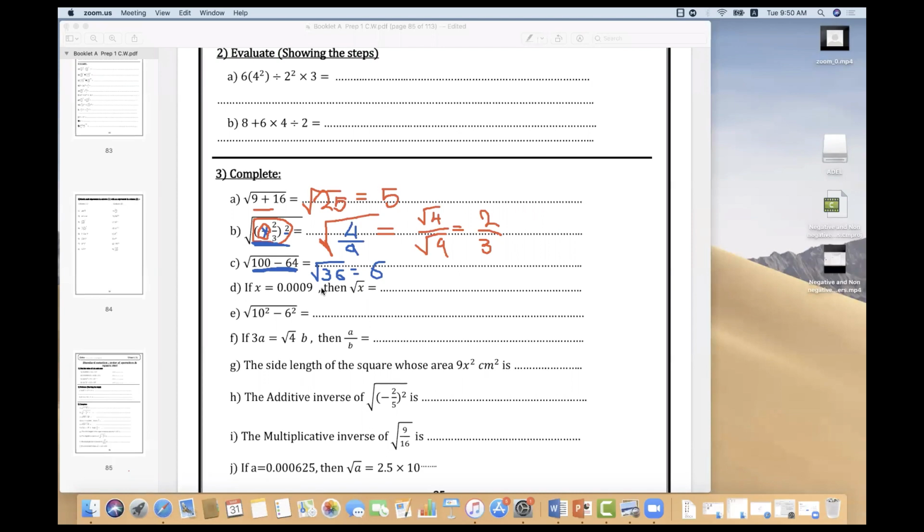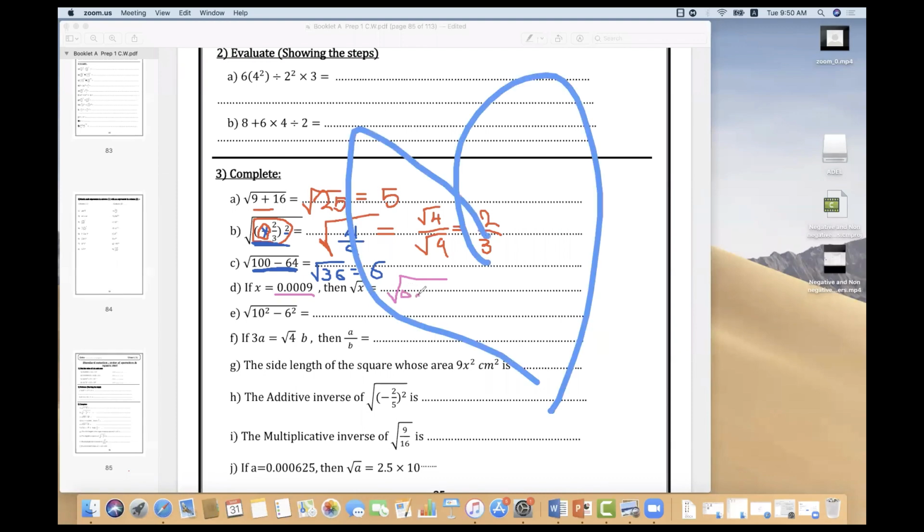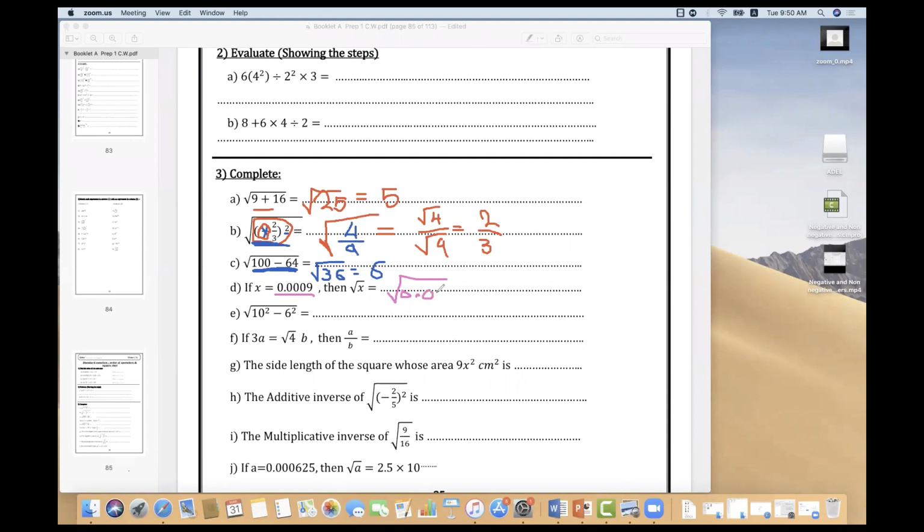If x equals that, then the root of x should be equal. We should put this number inside the root, right? Excellent, right. Okay, such as that. It will be 3 zeros and 9, equal 0.03. Okay. Next.